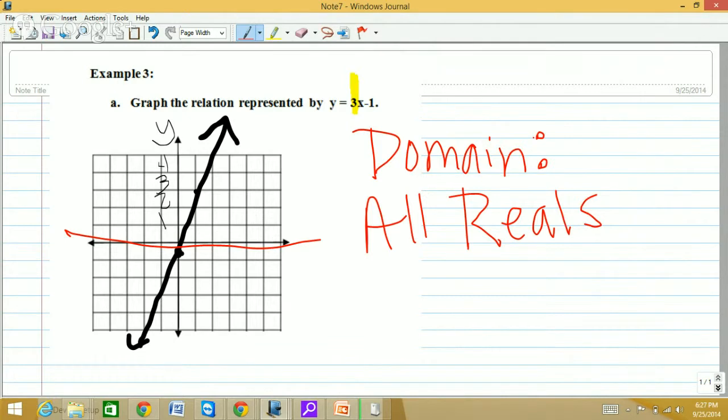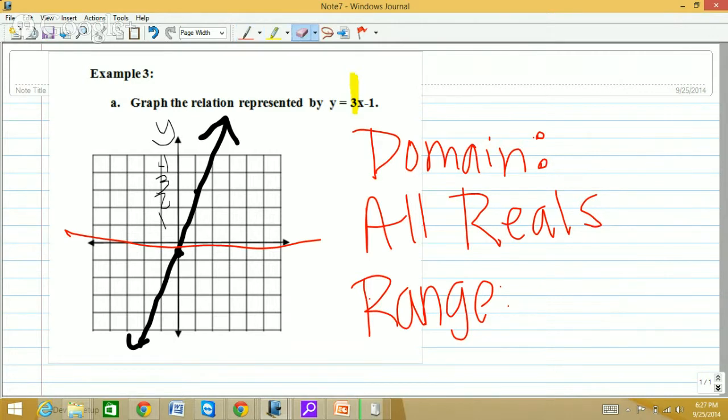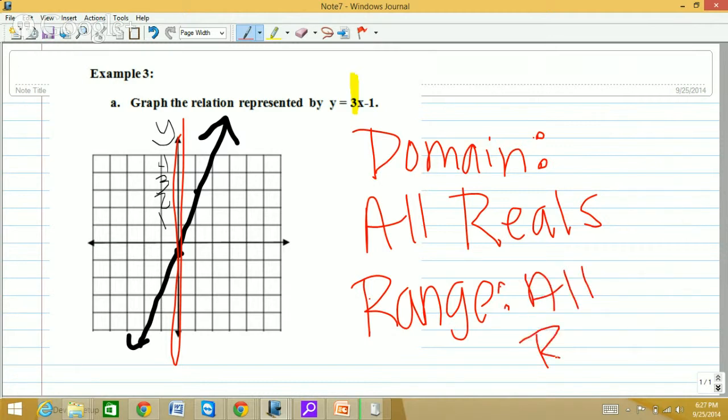Okay? It also asks us to find the range. And the range is what values can I get for y? So as I look up and down that, are there any values that I can't get? And I hope you're looking at it and saying, no, I can get all of them. So that would be all of the reals.